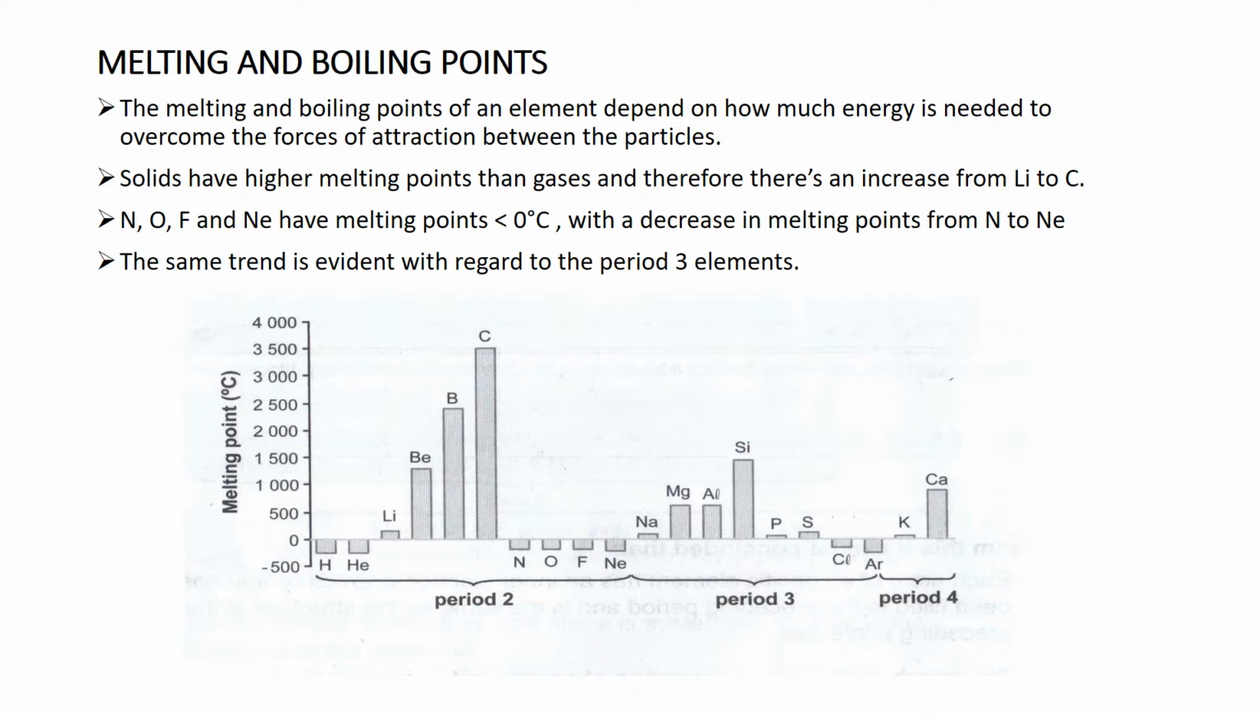They have a melting point that is below 0. And then from lithium to carbon, it increases. Then your neon, nitrogen, oxygen, fluorine, and neon again have a melting point that is less than 0, and neon has the lowest melting point compared to all three. And period 3 also follows the same trend.